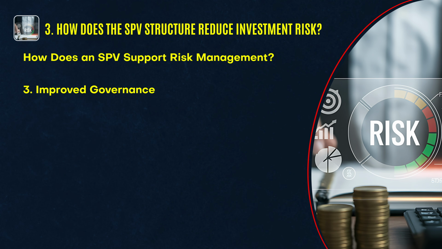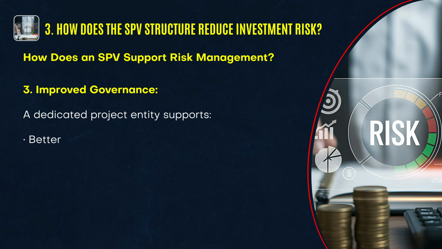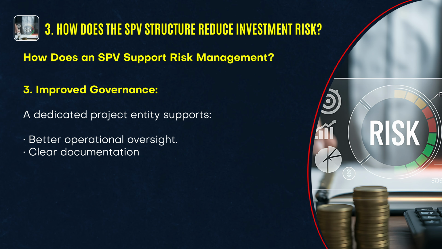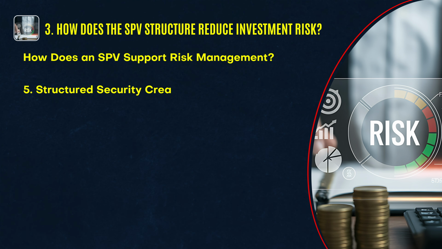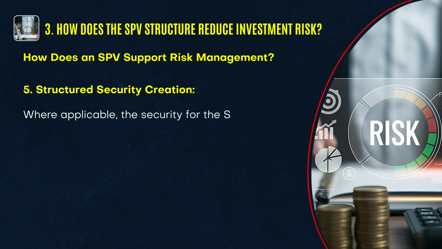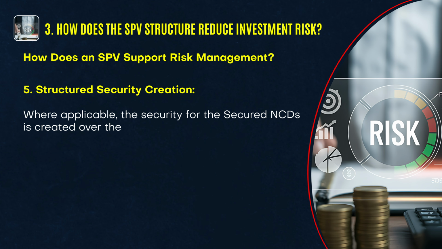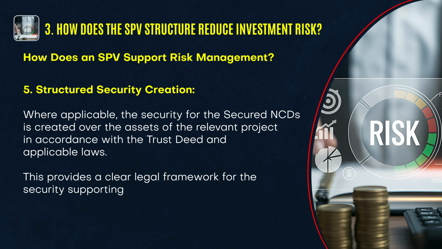3. Improved governance. A dedicated project entity supports better operational oversight, clear documentation, defined responsibilities, more effective project monitoring. 4. Efficient project monitoring. Because each project is managed separately, progress can be tracked more effectively, including acquisition milestones, legal compliance, development progress, exit planning, cash flow performance. 5. Structured security creation. Where applicable, the security for the secured NCDs is created over the assets of the relevant project in accordance with the trust deed and applicable laws. This provides a clear legal framework for the security supporting that investment.